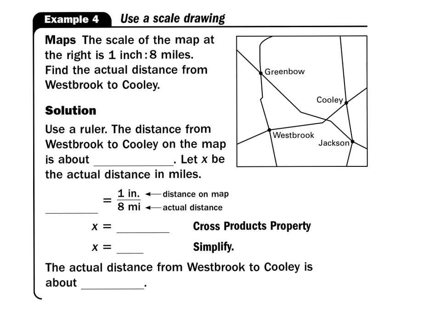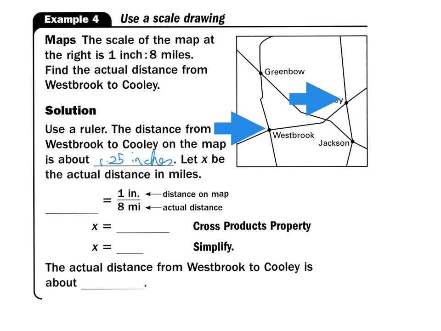Here's another real-life example. It says on this map, 1 inch to 8 miles is the proportion. Very often you find those in the legends. It's asking us to find the actual distance from Westbrook, which is right here, to Cooley, which is right here. So you have to pick up your ruler and measure the distance between the two black dots. If you do that, you will find that the distance is about 1.25 inches on this map.